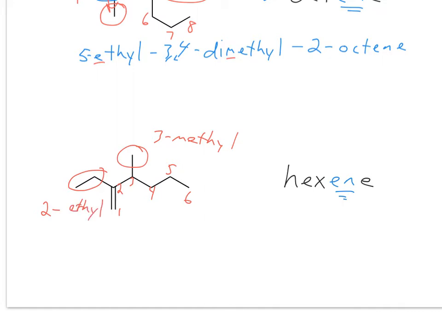Now we just have to put it all together. E comes before M, so it becomes 2-ethyl-3-methyl. And then don't forget that we have to show where the double bond is in the hexane. So 1, and then we change it to hexene to show that there's a double bond. The 1 tells you where that double bond explicitly is.